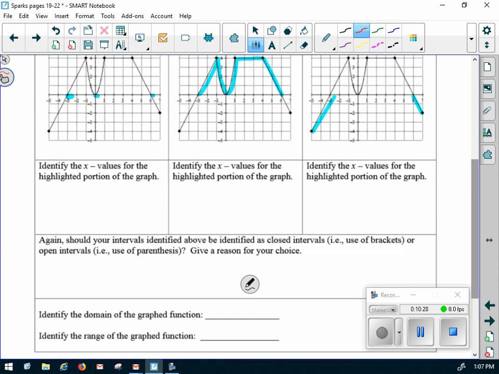Identify the x values for the highlighted portions of the graph. Will we use interval notation for this first one? Do I have from this x value to this x value? No, I just have very specific x values. So all I need you to say here is x equals -3 and 0 and 6. That's it.